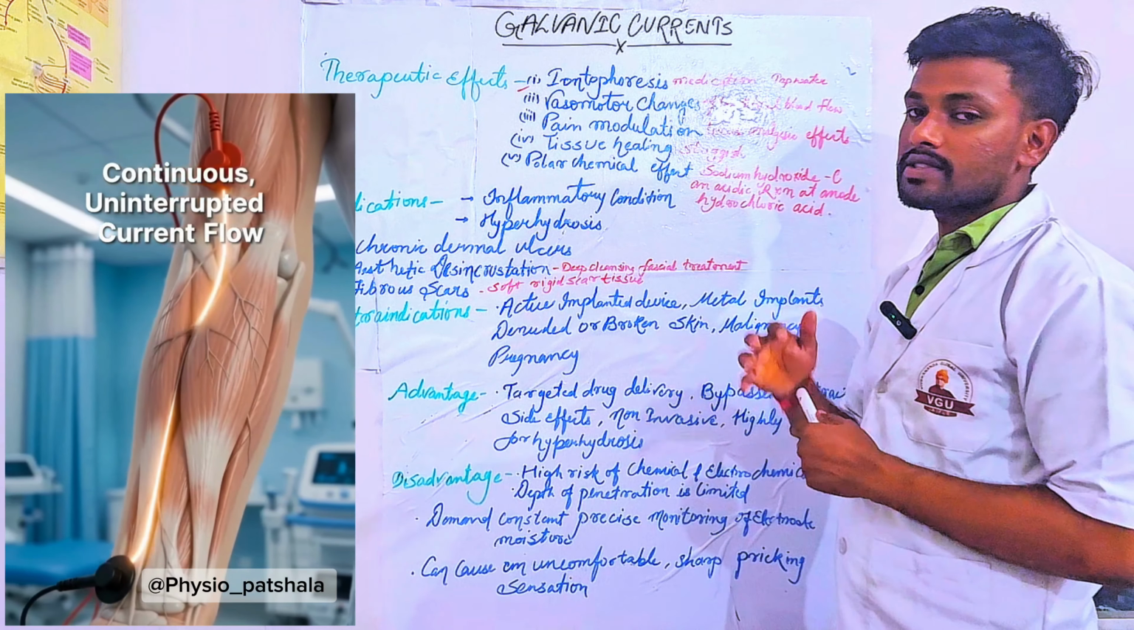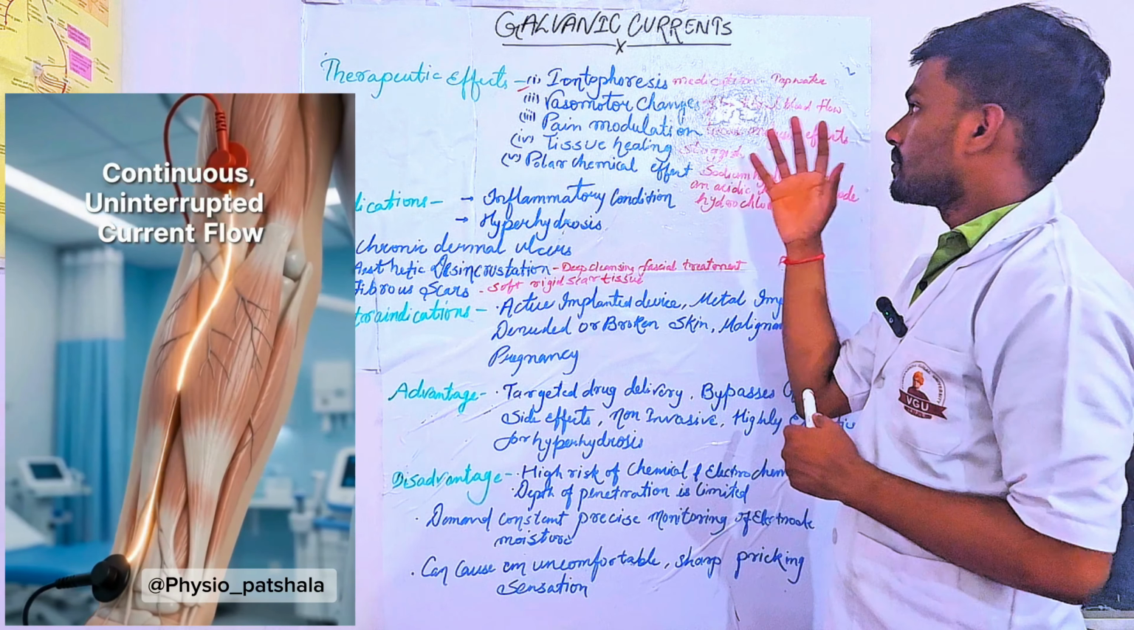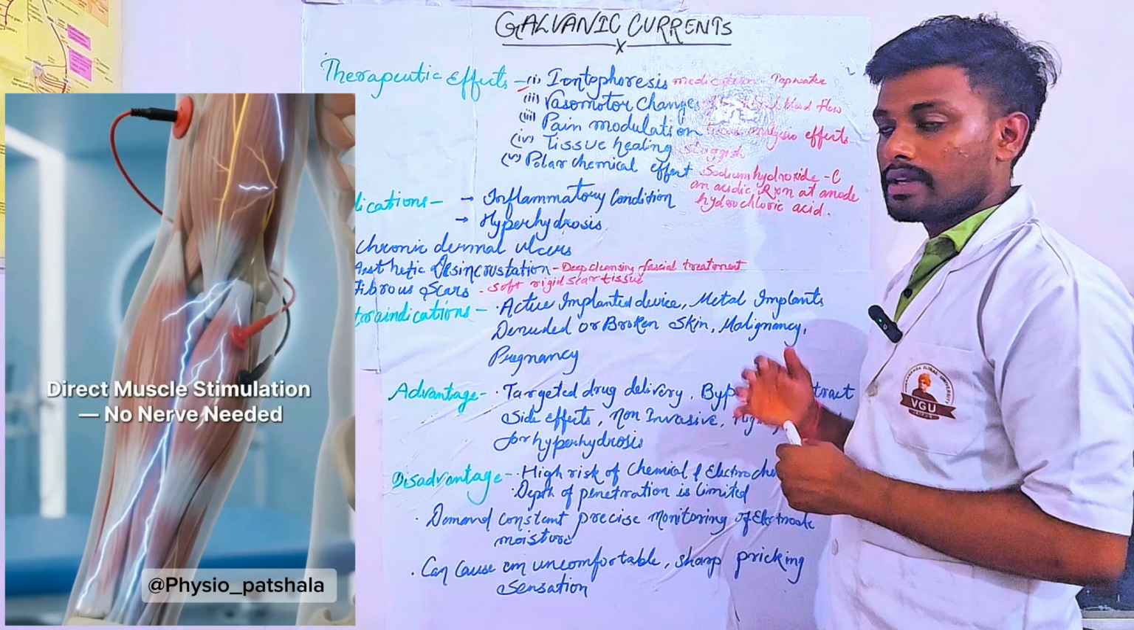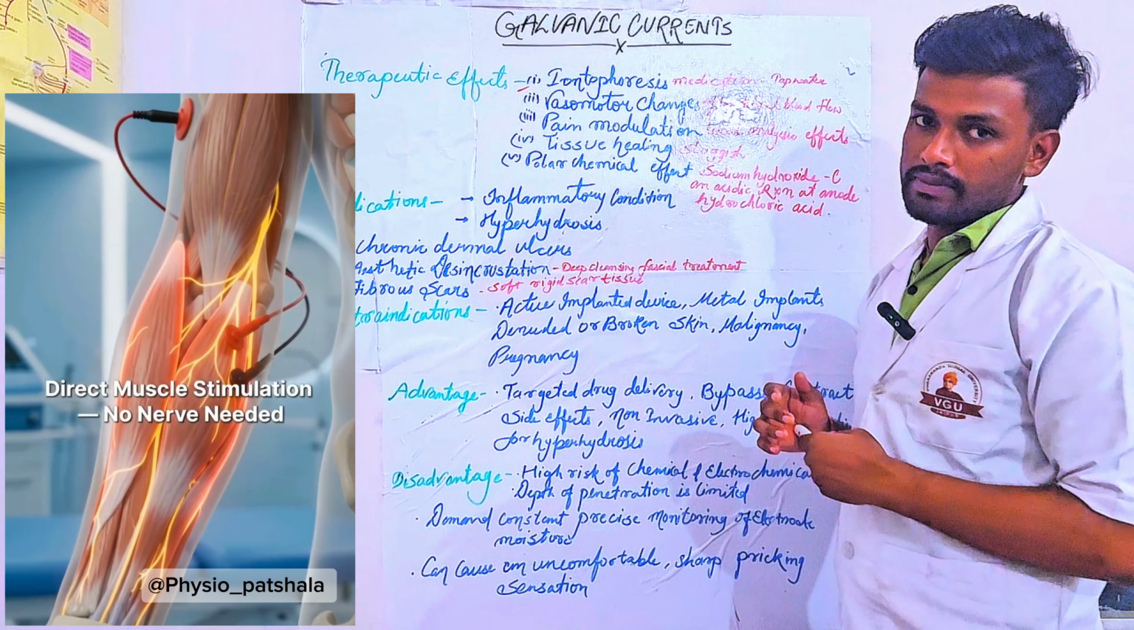So the medication is transferred into the skin through the semi-permeable membrane. I'll take one example, which is a hyperhidrosis patient. Take normal tap water, inducing the galvanic current for treatment.